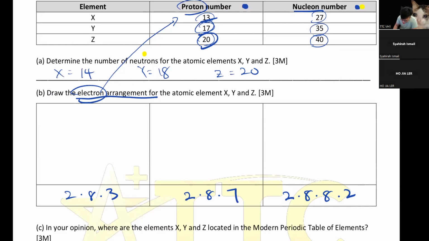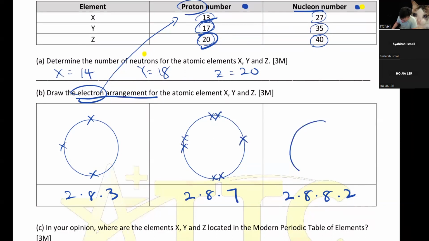I'm just going to draw the outer shell for you. The outer shell: this one has 3, this one has 7, this one has 2. Okay, so you settle yourself, you can do it yourself.